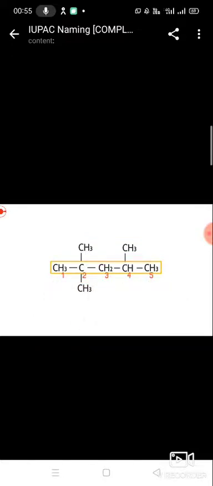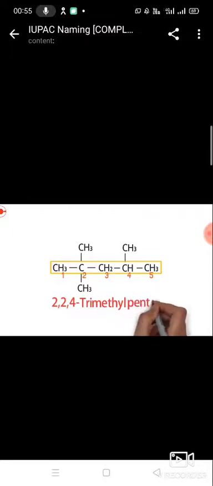Here in second carbon, 2 methyl groups are present. And fourth carbon, 1 methyl group is present. So 2, 2, 4 trimethyl pentane.